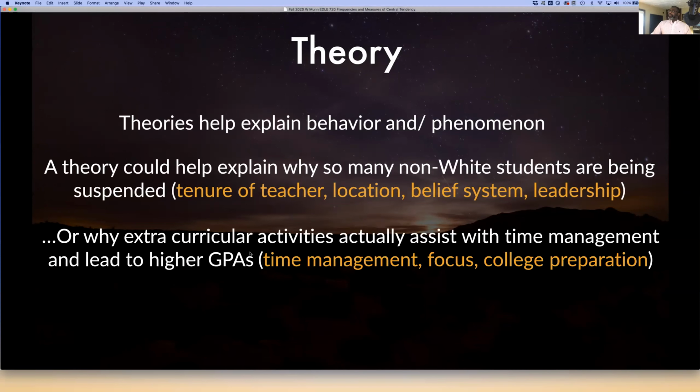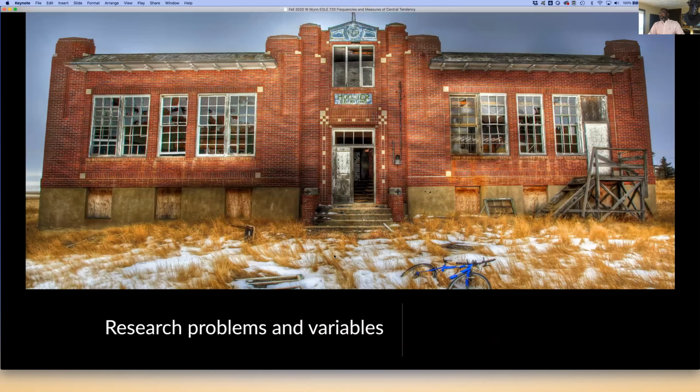All right, so theories help explain behavior and phenomena. A theory could explain why so many non-white students are being suspended. It could be a function of tenure of teacher, location, belief system, leadership, or why extracurricular activities actually assist with time management and lead to higher GPAs. It could be time management as a quantitative variable, focus in college preparation.